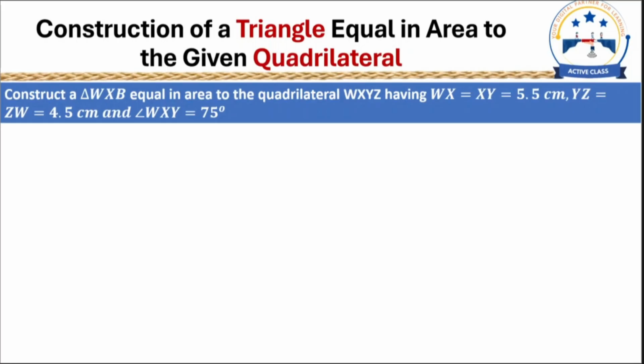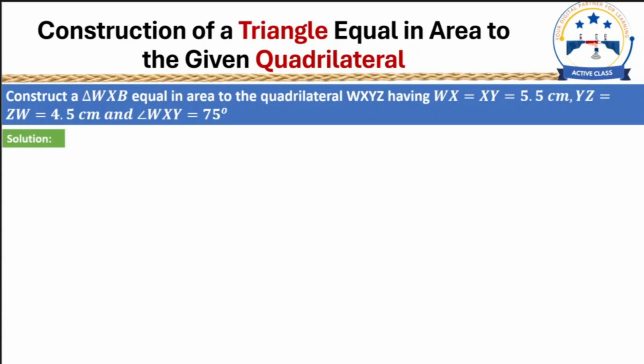Let's jump into the third question. Construct a triangle WXB of equivalent area to the quadrilateral WXYZ having WX equals XY equals 5.5 centimeter, YZ equals ZW equals 4.5 centimeter, and angle WXY equals 75 degree.